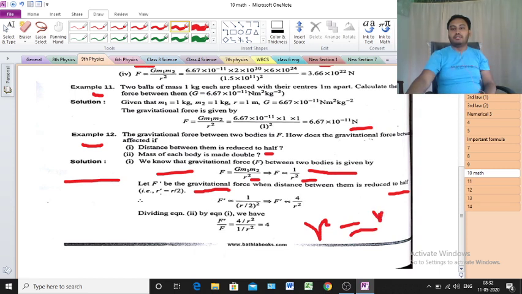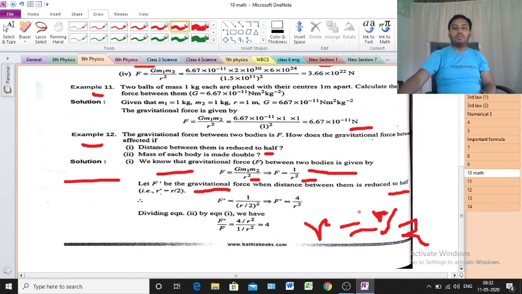Just a minute, there is a little bit of a problem. r by 2. Clear? So r to r by 2 means... Now I hope you understand.